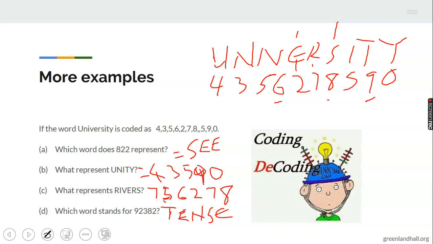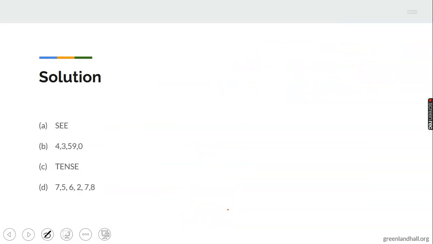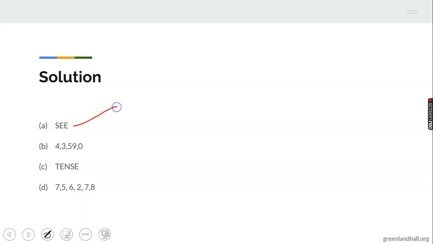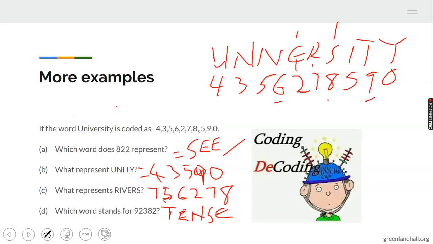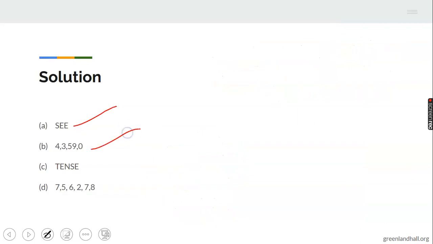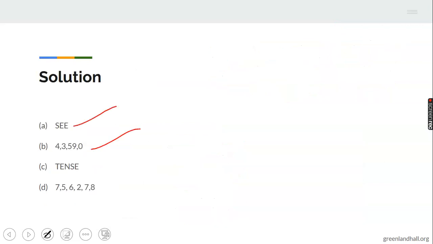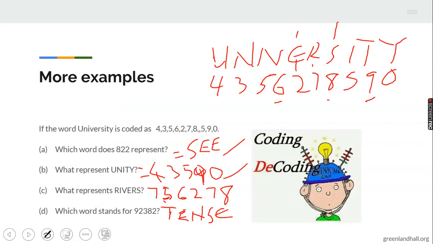Very simple. So let's look at the solutions. Number 1 question is C. Answer C. So that's why we have C. Number 2, 43590. That's the correct answer. Let's go to the third one. 7562378. Good. Now let's go to the last one.